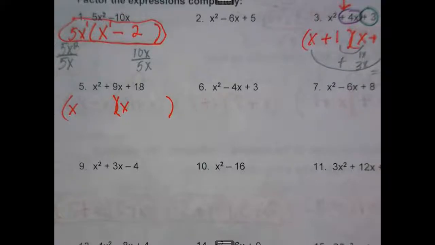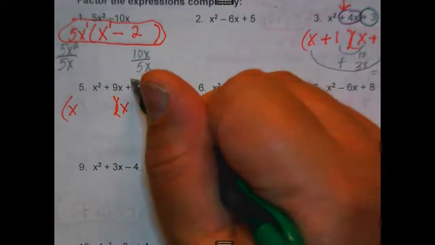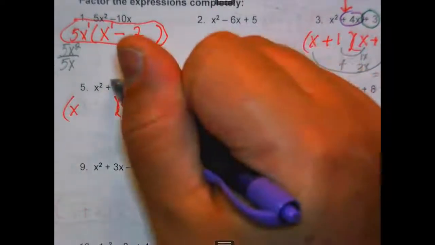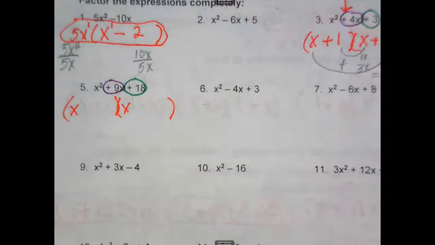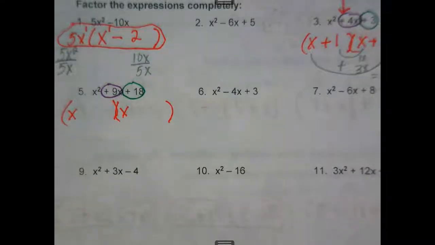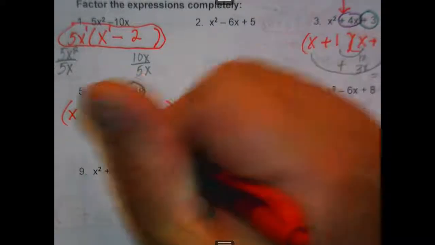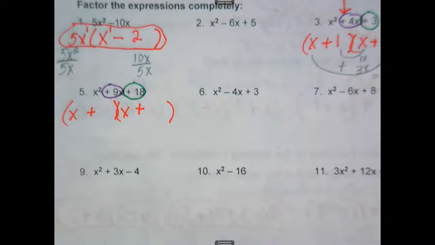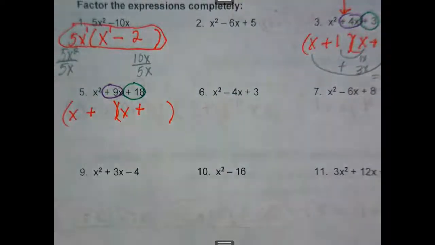Let's say we're going to multiply to a positive 18. They have to add up to a positive 9. So two numbers that multiply to a positive number and add up to a positive number. What are my signs? Positive, positive. Okay. 3 and 6.